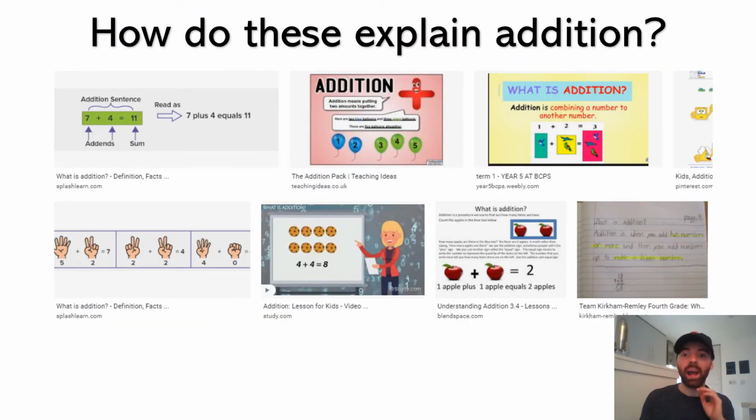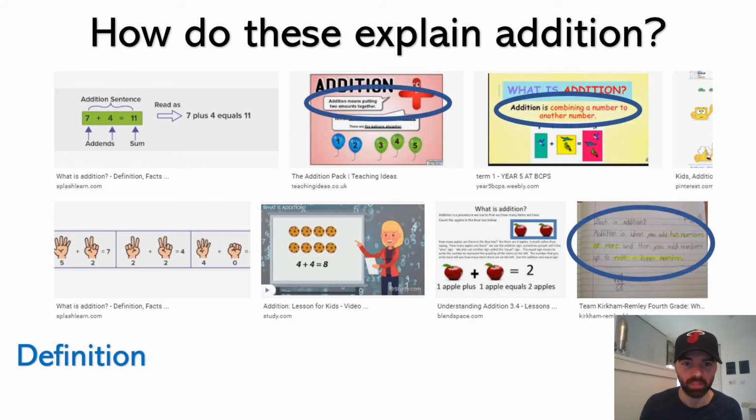So, looking at them though, how do these explain addition? What have they used to explain addition here? Well, if I look carefully at them, I can see 3 things that jump out to me. Firstly, they've all given us a definition. That means an explanation in words of what addition means. If you look at the yellow box, the one in the middle, it says addition is combining a number to another number. And then it's got a picture of 1 bird add 2 birds equals 3 birds. That's kind of what I'd done there, with mine. 2 quantities being combined, being put together. So they've got a definition.